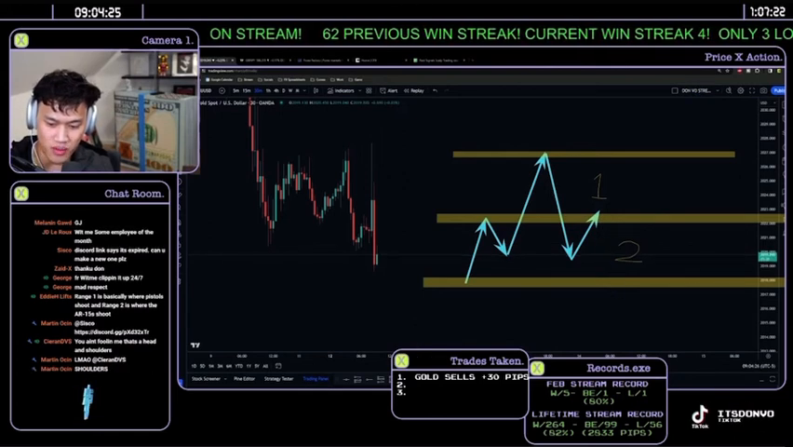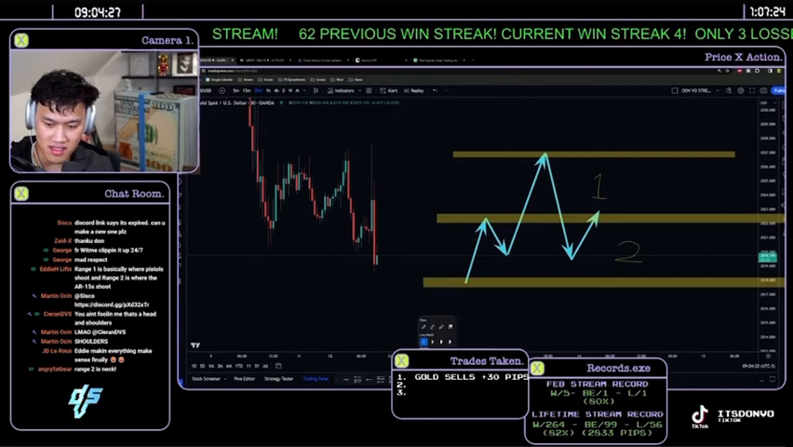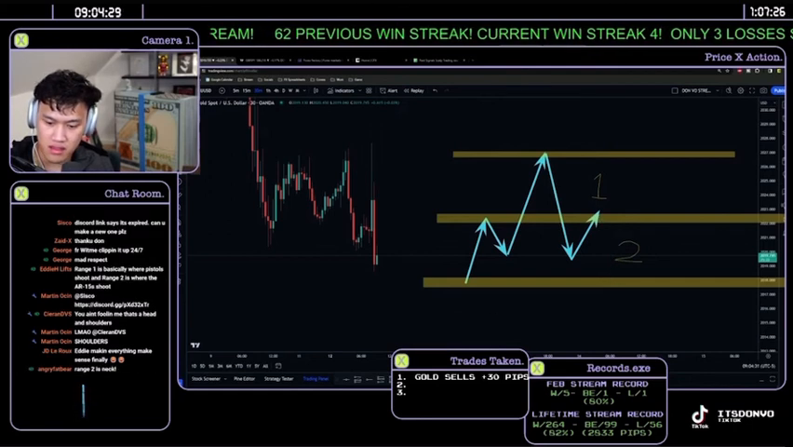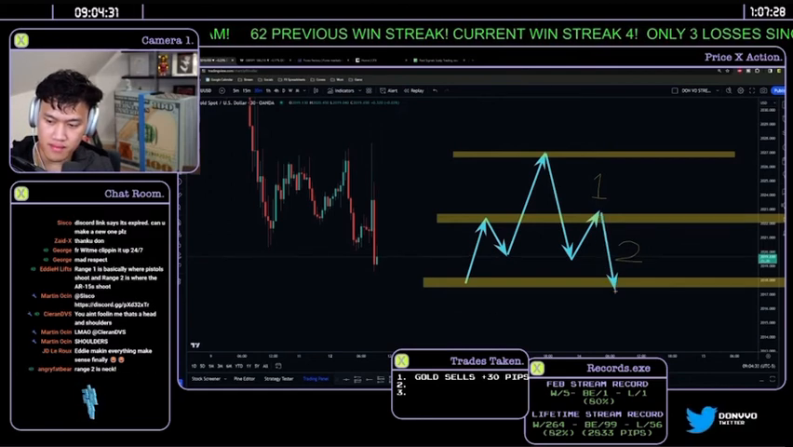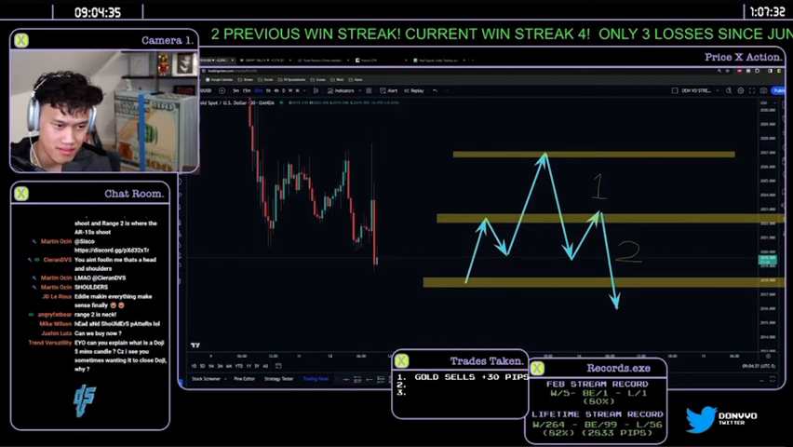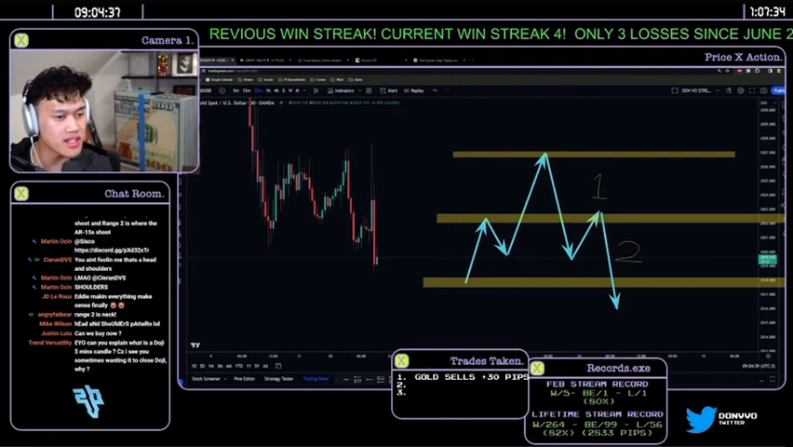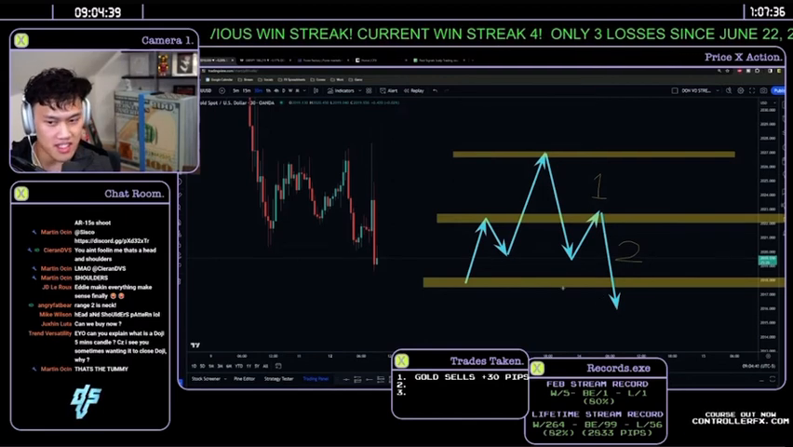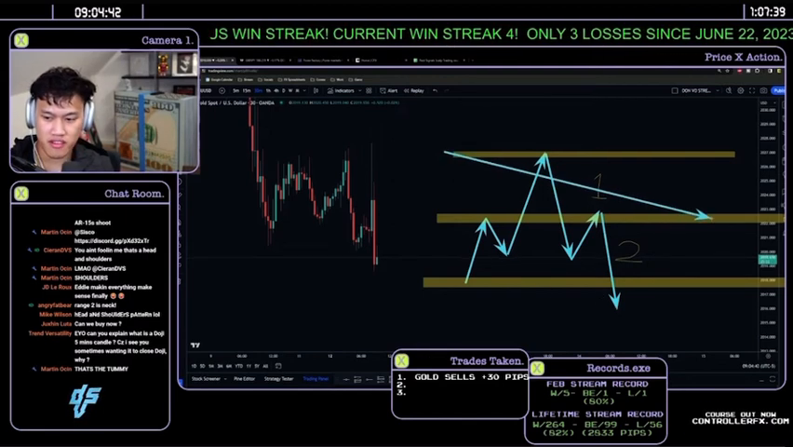So therefore, if you break this low again, for instance, now if you were to come down, what's happening? You're breaking structure. You're continuing the trend down. That's all that really is. So this is your range 1, this is your range 2.